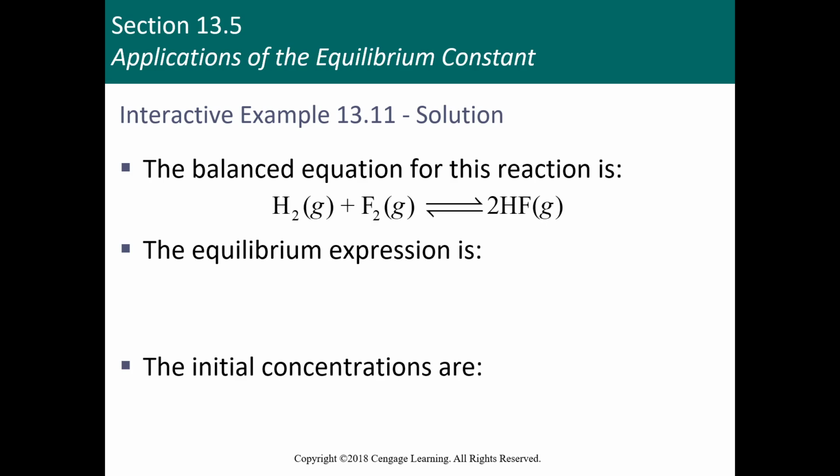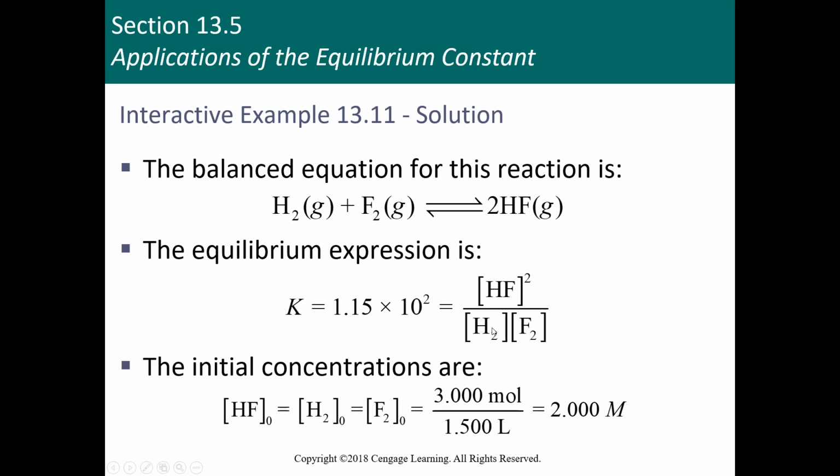Alright, so your balanced equation is this. That's H2 plus F2 yields HF. Your equilibrium expression, of course, is products over reactants. Remember, K is our equilibrium constant. We have been given a value for that, which is right here. That will be equal to our equilibrium expression right there.